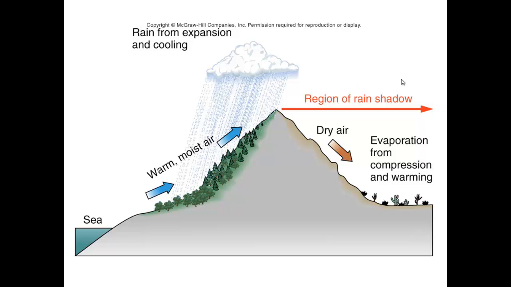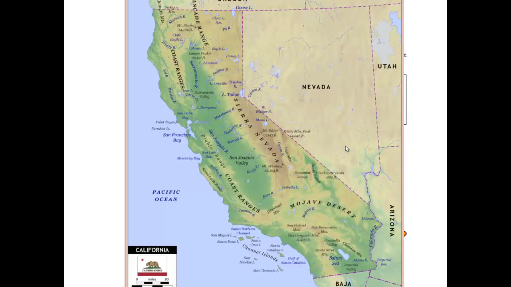And then when that air continues on down the mountain, on the other side, pretty much most of the water is gone at this point. And as you go down the mountain, the air is getting hotter and hotter because you're going back down towards sea level where it's warmer. And so at this point you have dry air and no rain, and we typically see deserts.